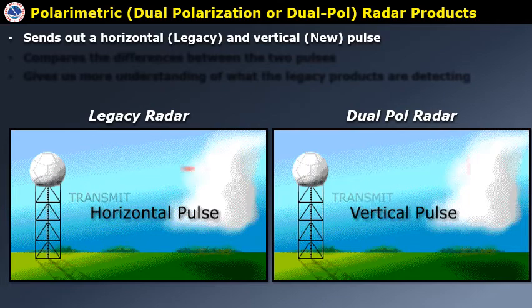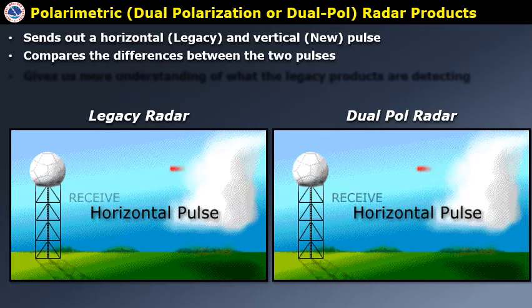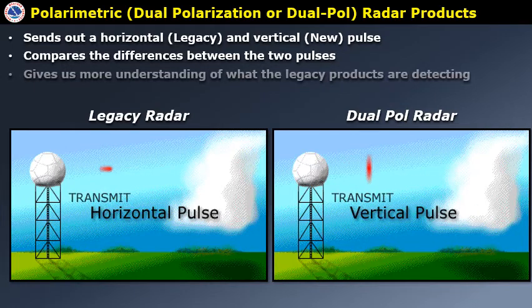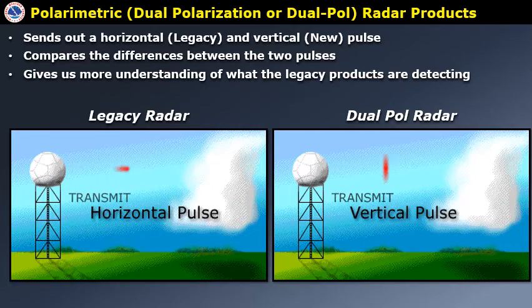Now, the addition of vertical polarization allows us to compare differences between the two planes, the horizontal and the vertical, and this allows NWS meteorologists the ability to gain further understanding about the targets detected by the radar. Now, the animation below also shows the difference between the legacy, which is on the left, and dual pol radar on the right. We'll review some of these new products in the next few slides.